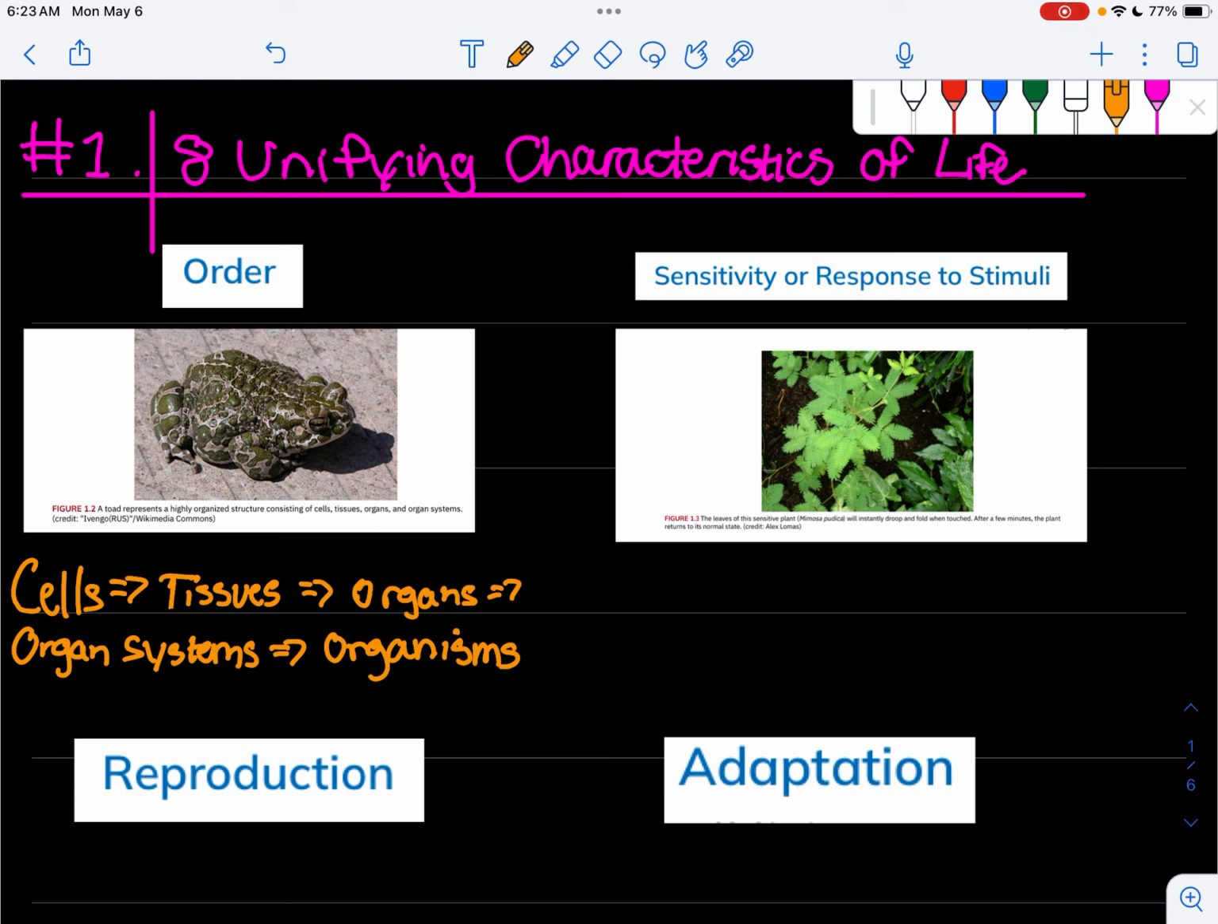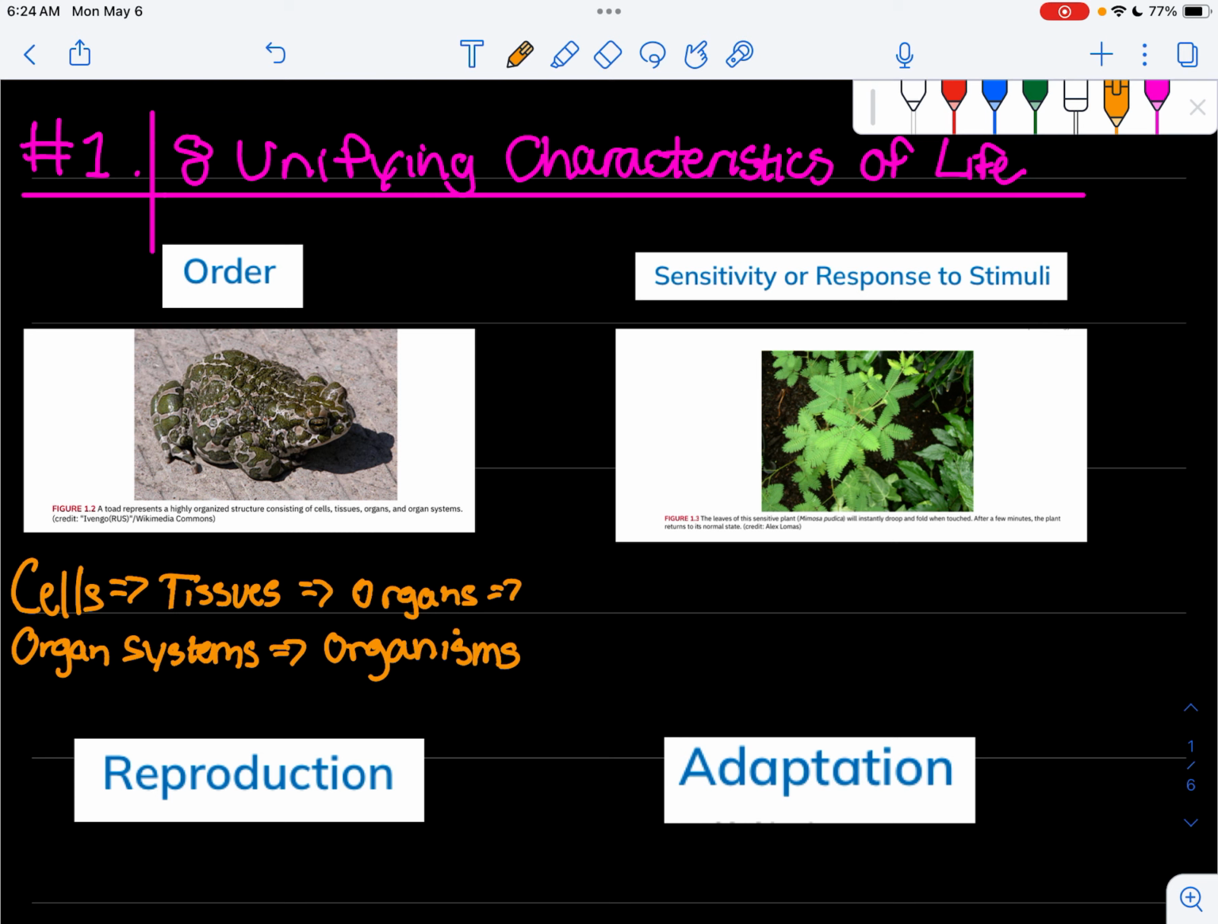The second one here is sensitivity or response to stimuli. Basically, we need to be able to perceive what is happening in our external environment. So the caption says, the leaves on this sensitive plant will instantly droop and fold when touched. After a few minutes, the plant returns to its normal state. So plants actually have a sensitivity or a response to stimuli, just like us humans, right?